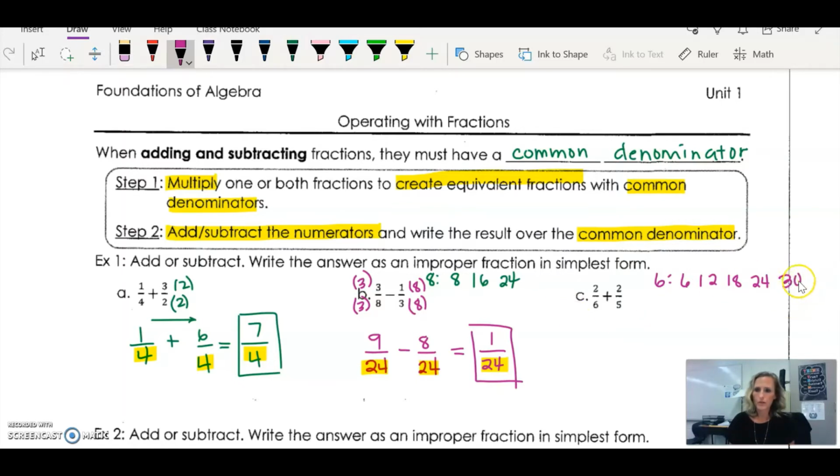So I know 30 is divisible by 5, 6 is not divisible by 5, or 12, or 18, or 24. So this is the smallest number that I got as a multiple of 6 that is also divisible by 5. So we're going to scale both of these up to create equivalent fractions. So I'm going to multiply by 5 on the first fraction, and 6 on the second to get a denominator of 30.